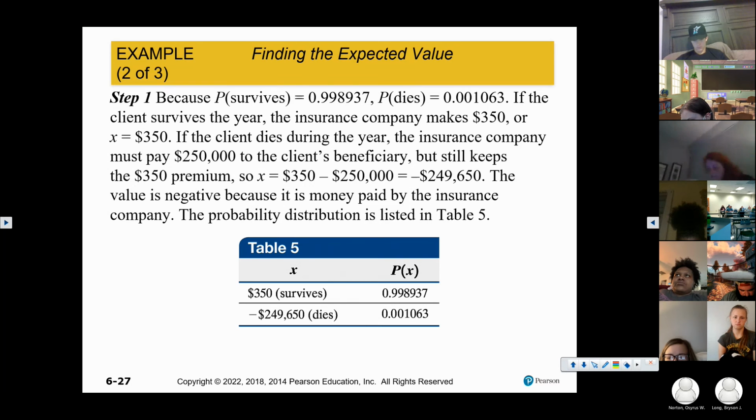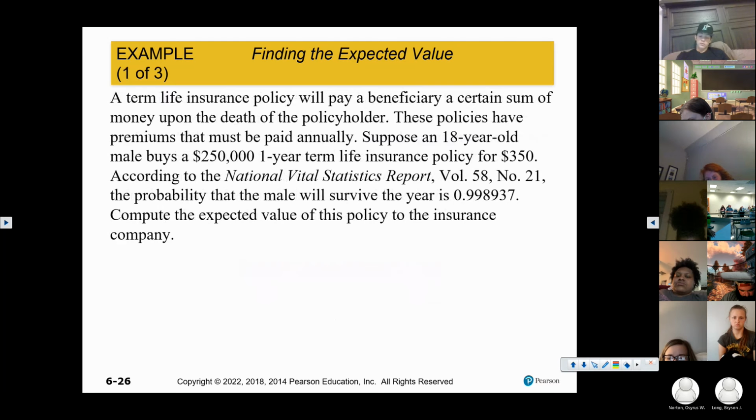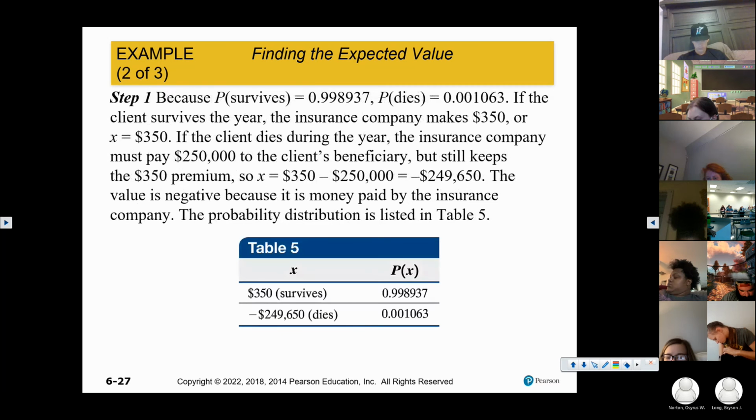So if the question said the value is negative because money is paid by the insured, okay, well, back up one. If it said compute the expected value of the policy to the client, then you would have negative 350 and positive 249,650. Everybody with me? Okay.